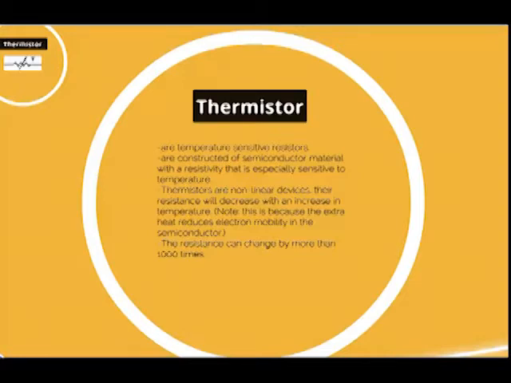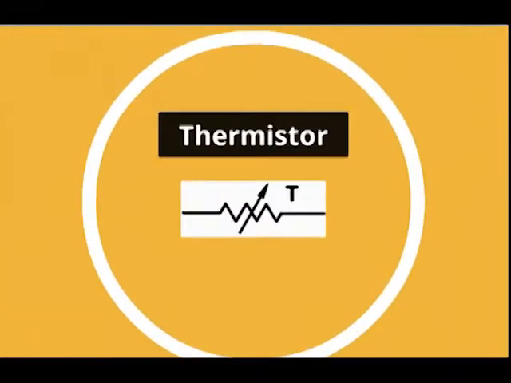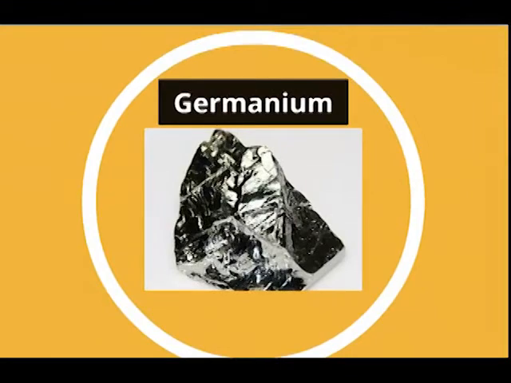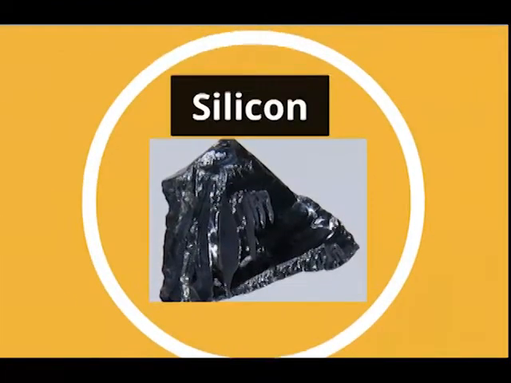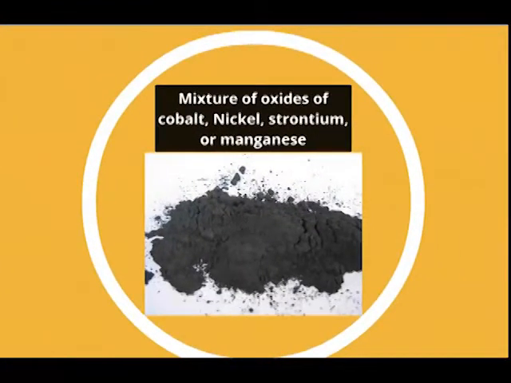The symbol of a thermistor is represented as this. It is not a junction device and is constructed of germanium, silicon, or a mixture of oxides of cobalt, nickel, strontium, or manganese. The compound employed will determine whether the device has a positive or negative temperature coefficient.